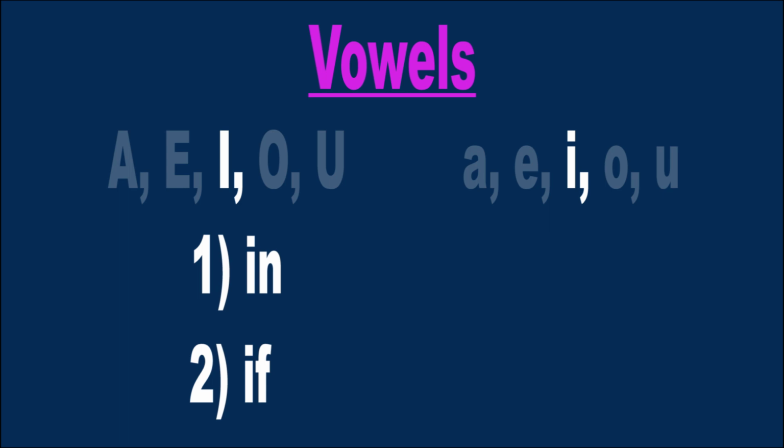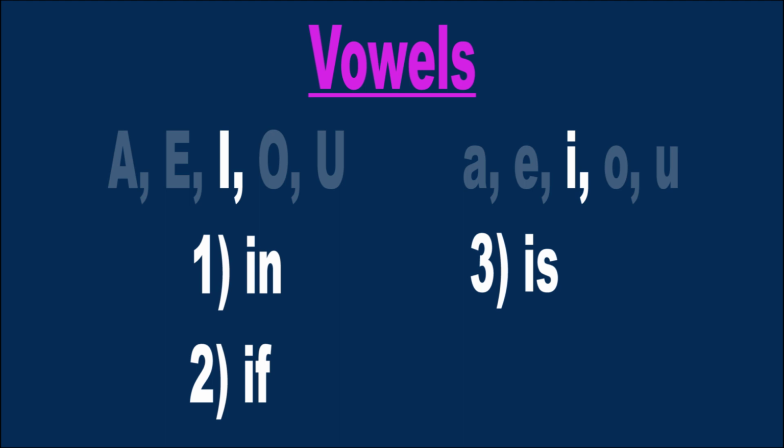I, F, if. The sound of this two-letter word is 'if'. Again, if. Okay. The next one is I, S, is. The sound of this two-letter word is 'is'.